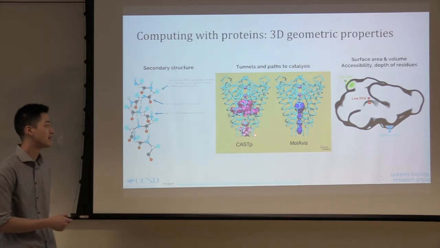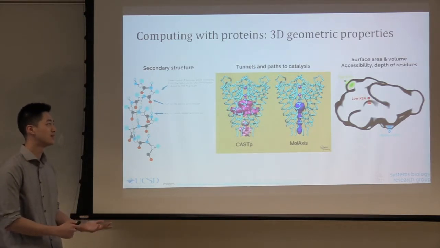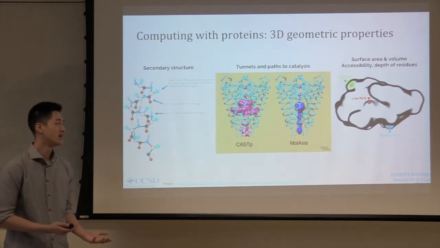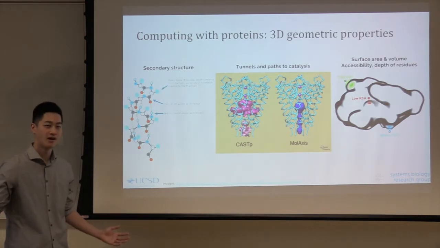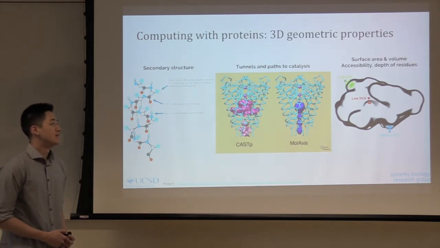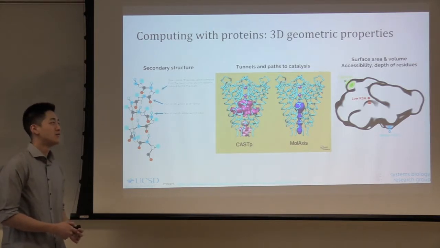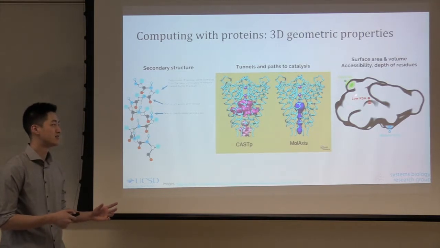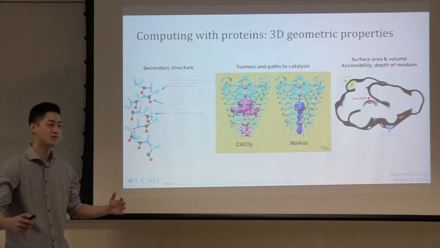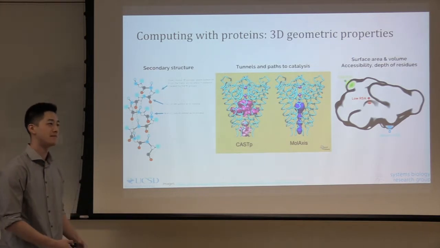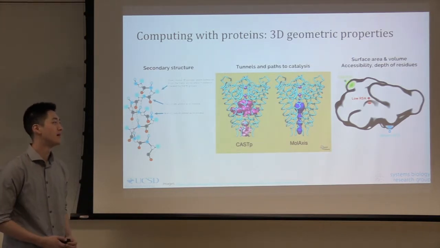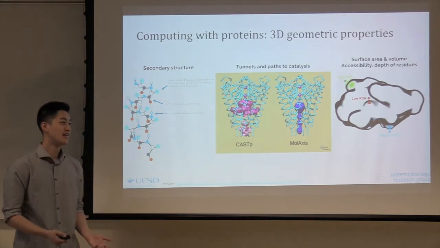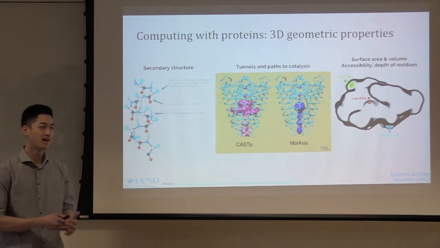You can do cooler things like calculate where a tunnel is in a protein to understand how a small molecule may enter a binding site, and if a drug may be too large for it or something like that. And you can calculate the surface and volume of proteins using different methods, and that will tell you how buried or exposed a certain residue is. That will tell you how large a protein is to fit inside a membrane, to understand how much space it's taking up. So these are simply geometric calculations.